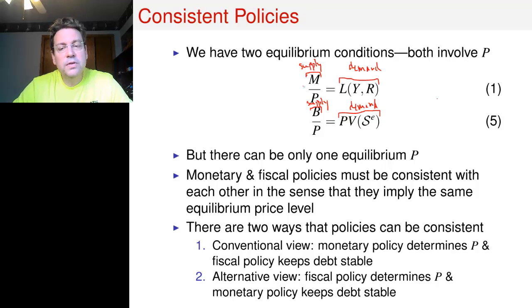Now there are two ways that these policies can be made consistent with each other. Consistent meaning they deliver the same equilibrium price level. The conventional view is that monetary policy determines P, again we should be thinking of that in quotation marks, and fiscal policy keeps debt stable. So this would be the Ricardian world. But the alternative view that we've been talking about is where fiscal policy determines P. So P gets determined, quote, in the bond market, and then monetary policy has to be doing something to keep debt stable.